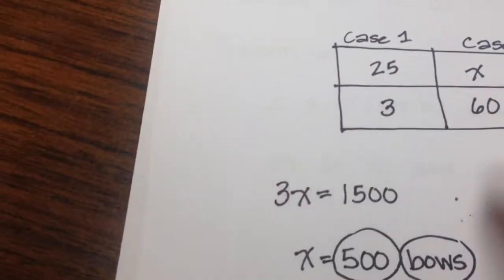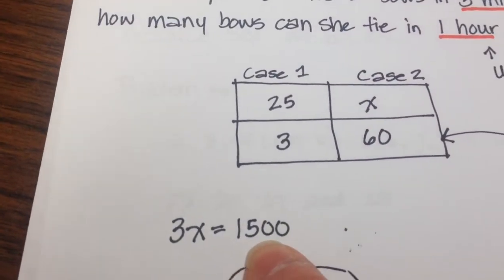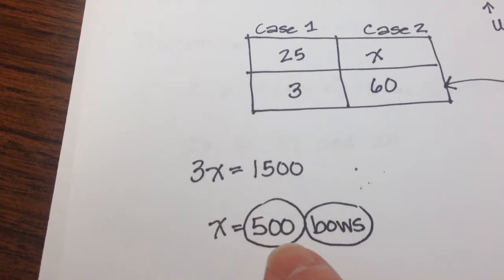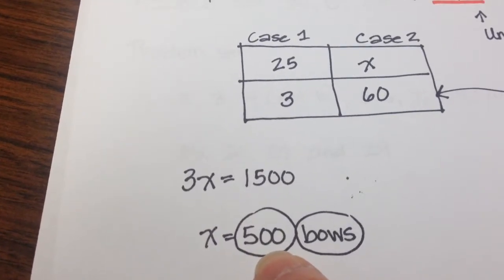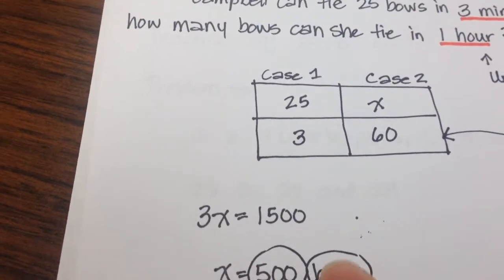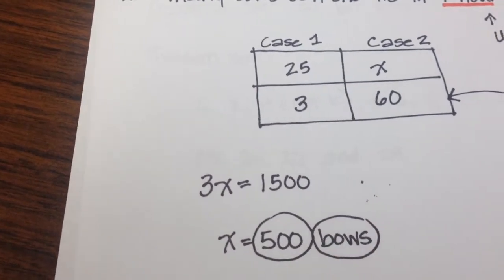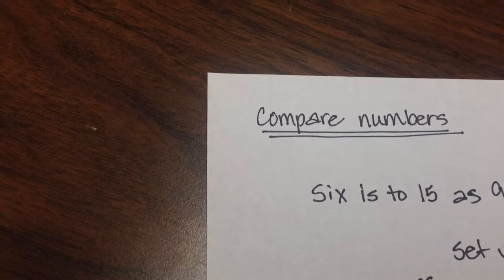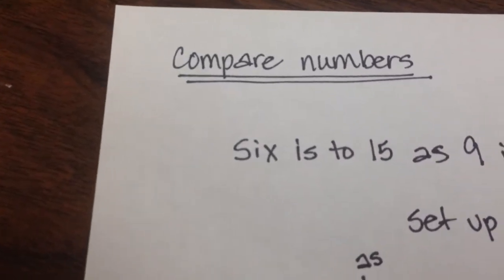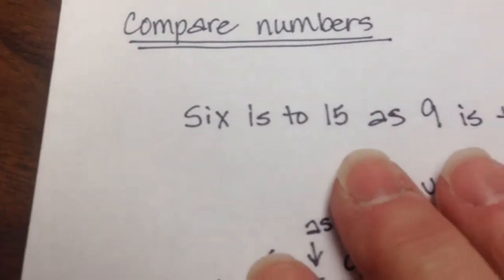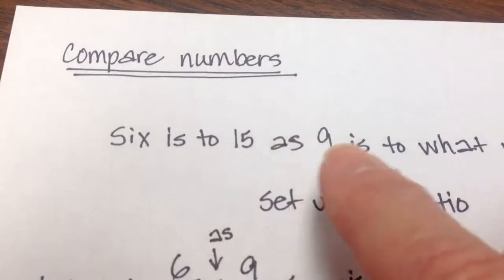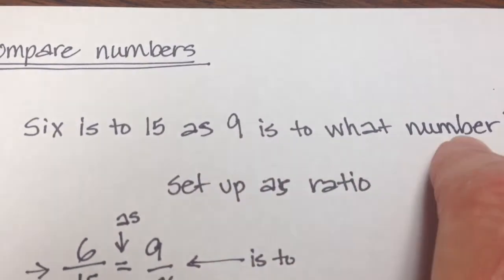Cross multiply. You get 3x equals 1,500. Divide 1,500 by 3. X equals 500. 500 what? Bows. So make sure you label. See, this is not so hard, right? Here, one more. They're also going to ask you to compare numbers. And they're going to put the ratio in a sentence form. So 6 is to 15 as 9 is to what number?